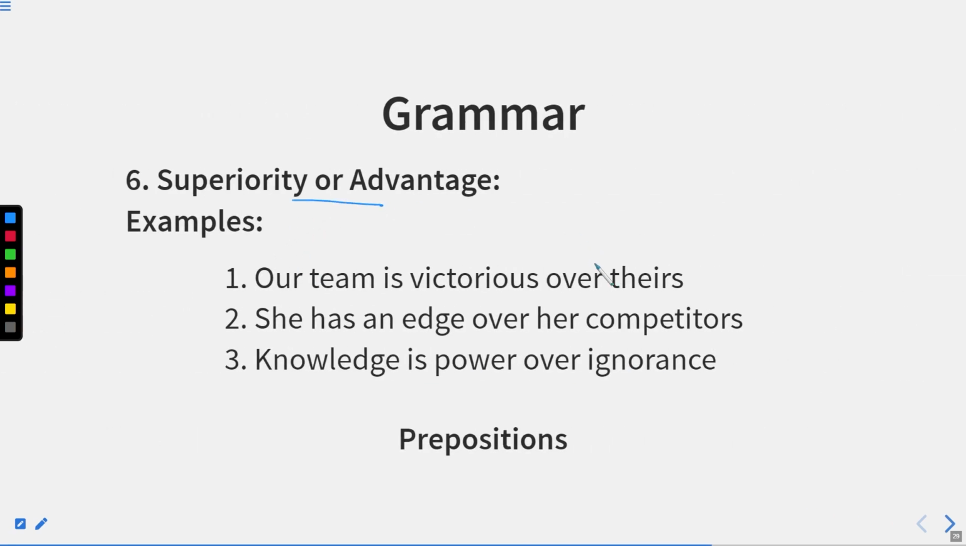Superiority or advantage. Our team is victorious over theirs. Over theirs means that our team is beyond them. She has an edge over her competitors. Knowledge is power over ignorance.